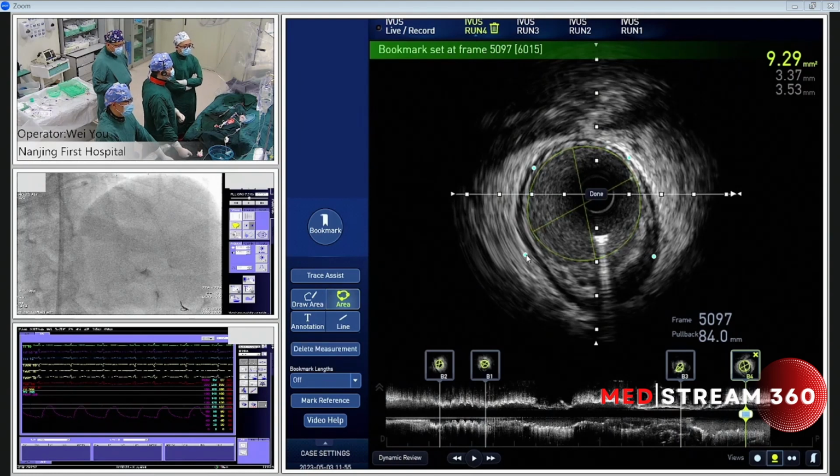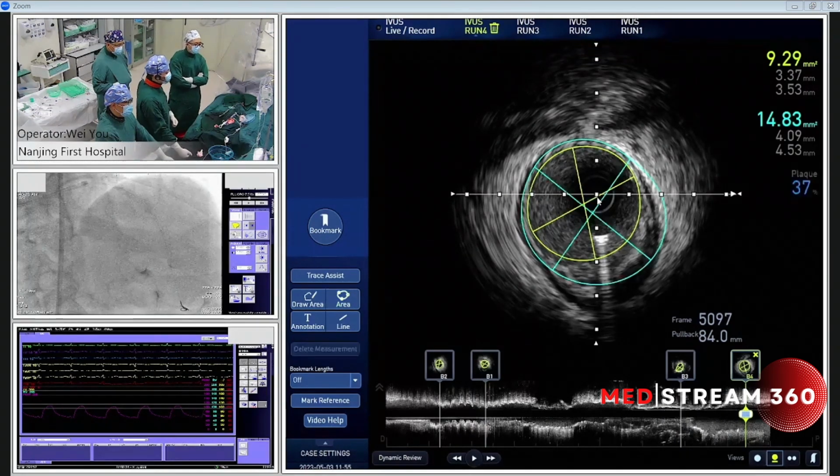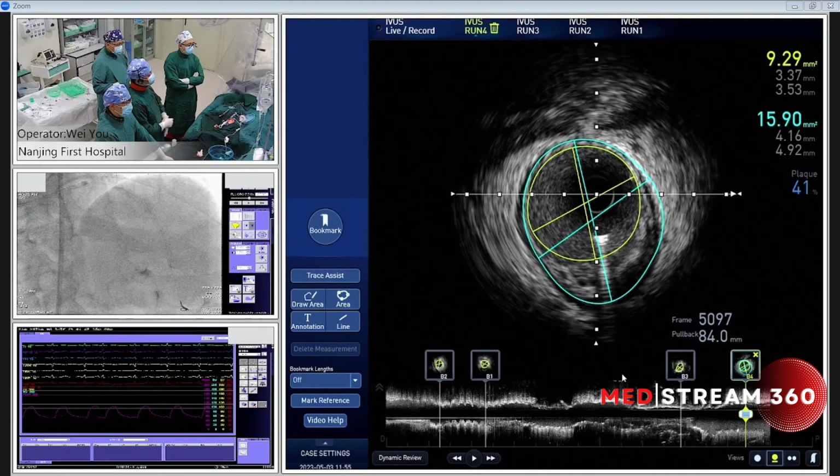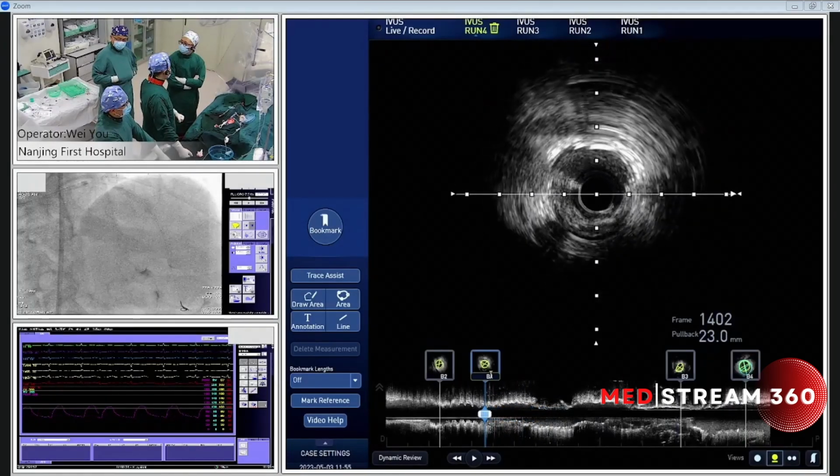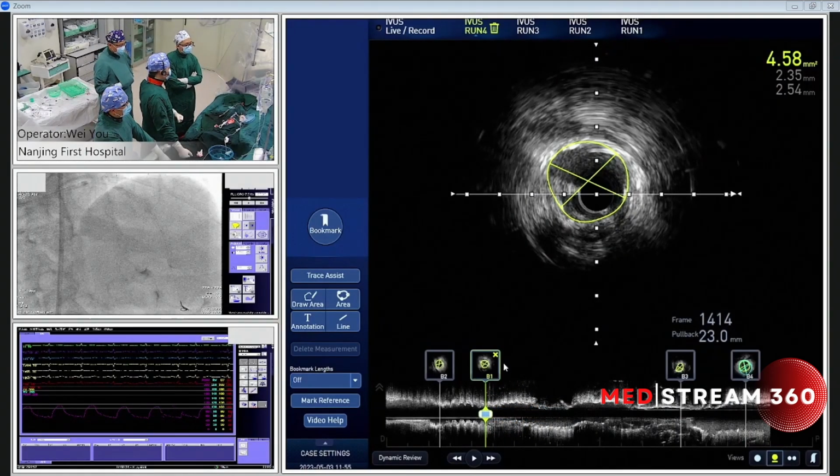Less than 50%, it must be less than. It's 41. So, Dr. Yu, I think according to the IVUS analysis, we have achieved the ULTIMATE optimal stent expansion. So we can finish the case.